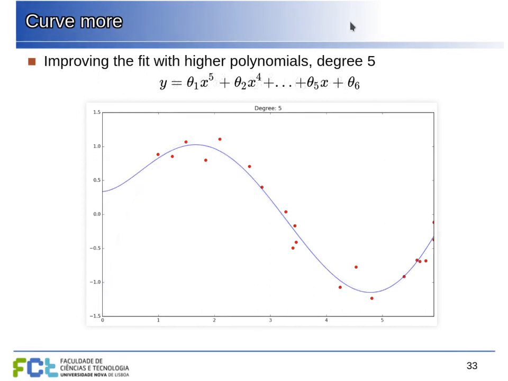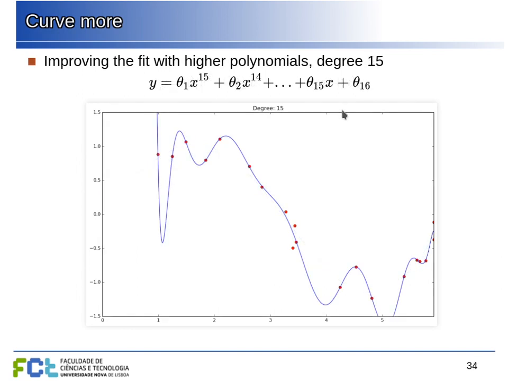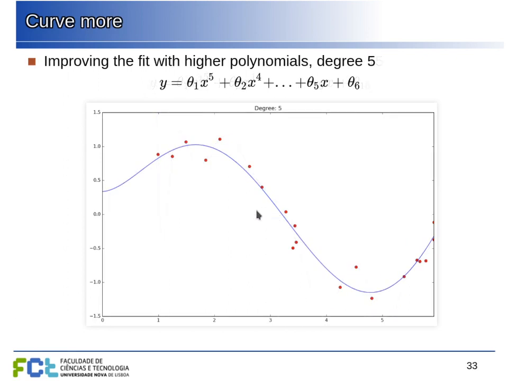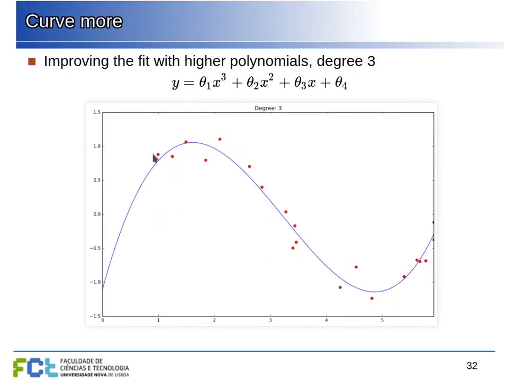We can increase the degree easily. This would be degree 5. This would be, for example, degree 15. And now we can see that even though with a polynomial of degree 15, we can get very close to nearly all the points. So this seems to be much better than the degree 3 polynomial to predict these particular points that we have in the training set. And this is the measure of performance that we've been using to fit our data.